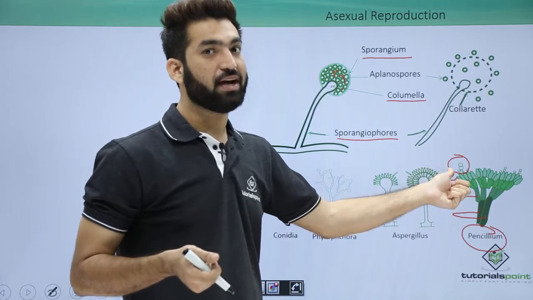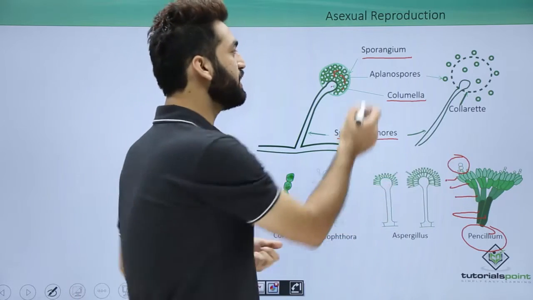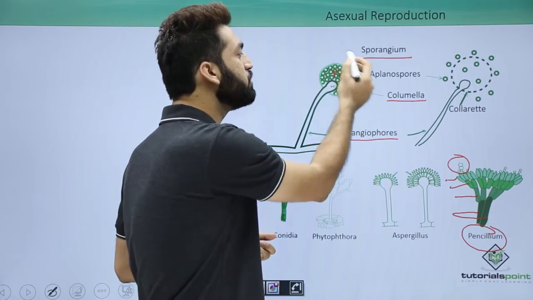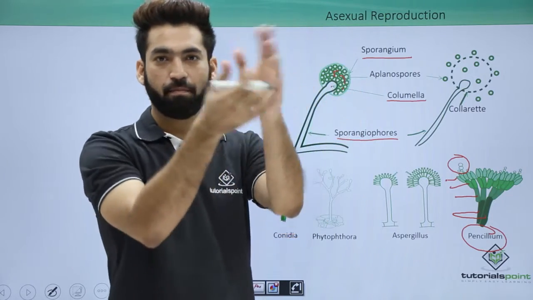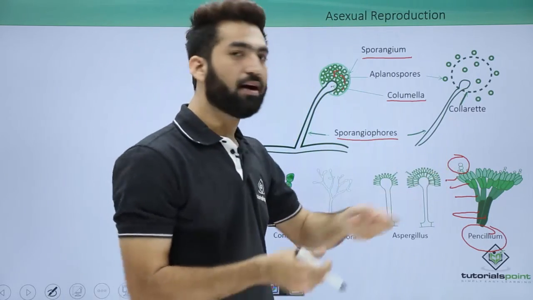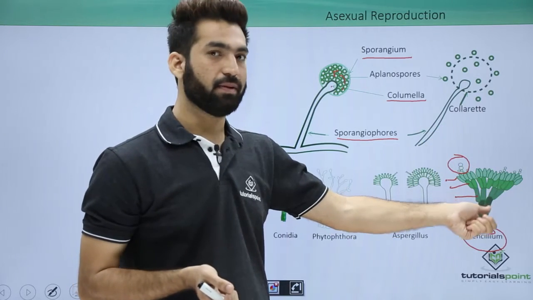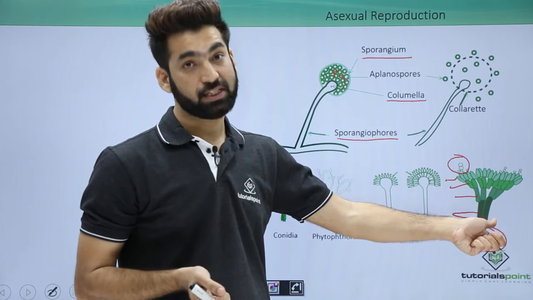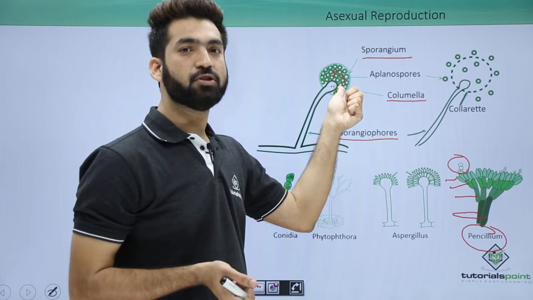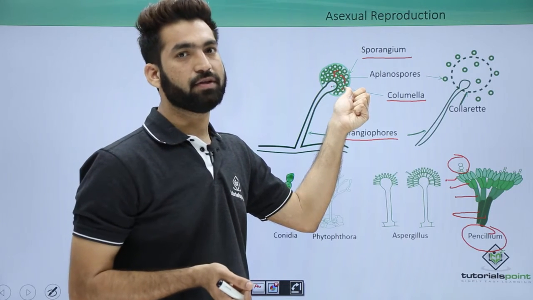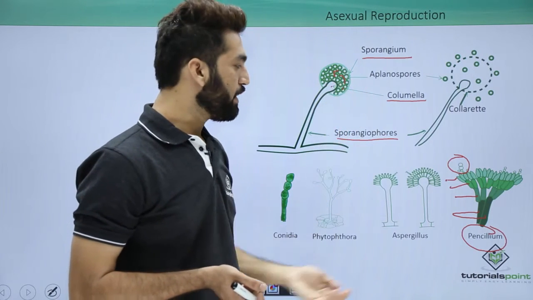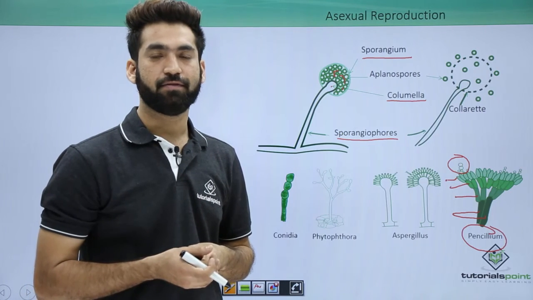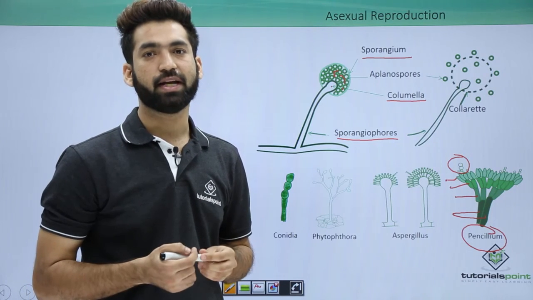Conidia, as I've told you, are exogenous. You can look, they are exogenous. But aplanospores or zoospores are endogenous. They are bound in the cavity, whereas conidia are free, arranged in chains. So always remember, conidia are free and exogenous, and aplanospores or zoospores are bound and endogenous. Now, in the next session, I'll be talking about different details of sexual reproduction happening in fungus.